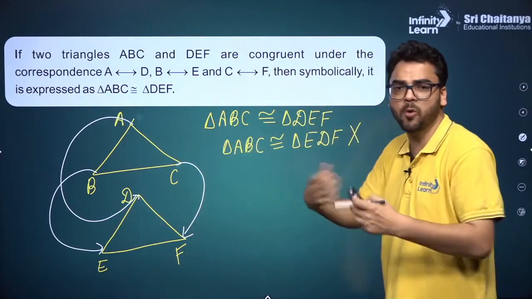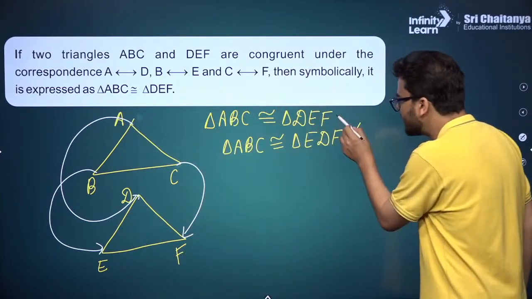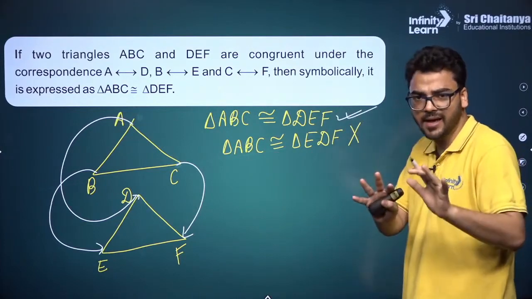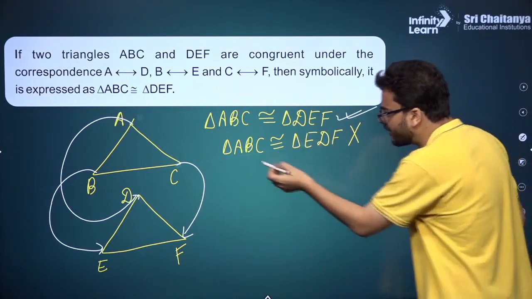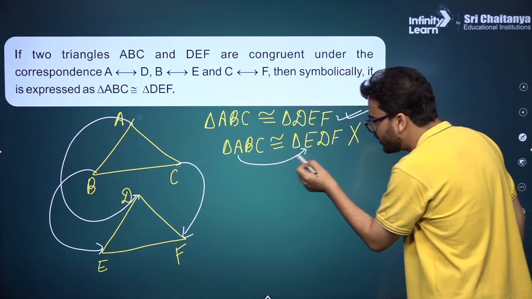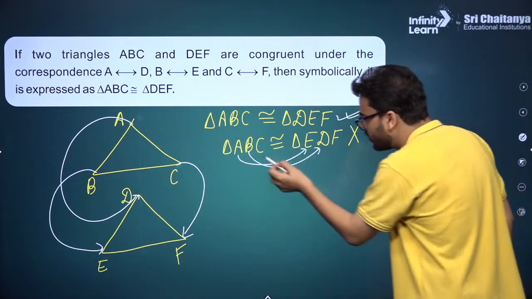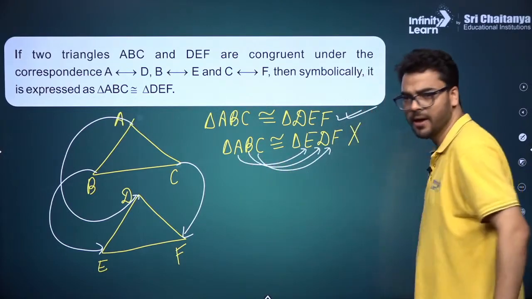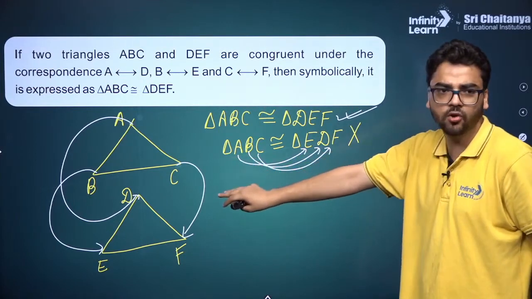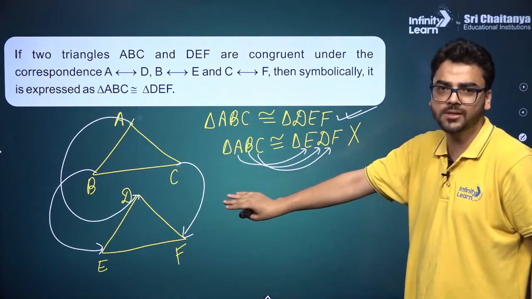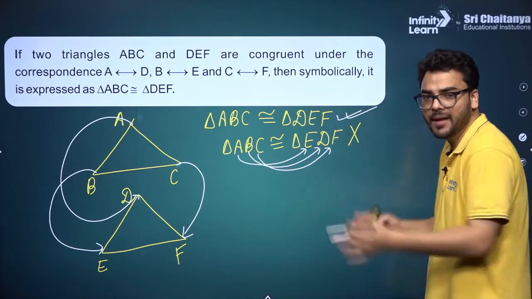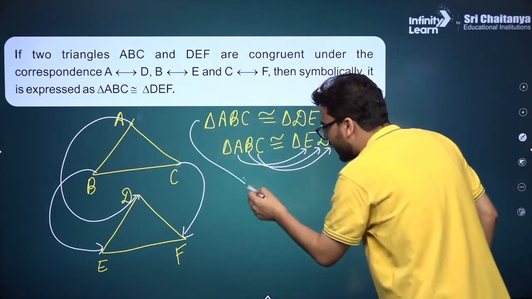So only correspondingly you can write ABC is congruent to DEF, that is correct. But if you write EDF, you see A is corresponding to E, B is corresponding to D, and C is corresponding to F. But that is not the actual situation over here. So therefore it is false. But that can happen that you can change the names of both of them.